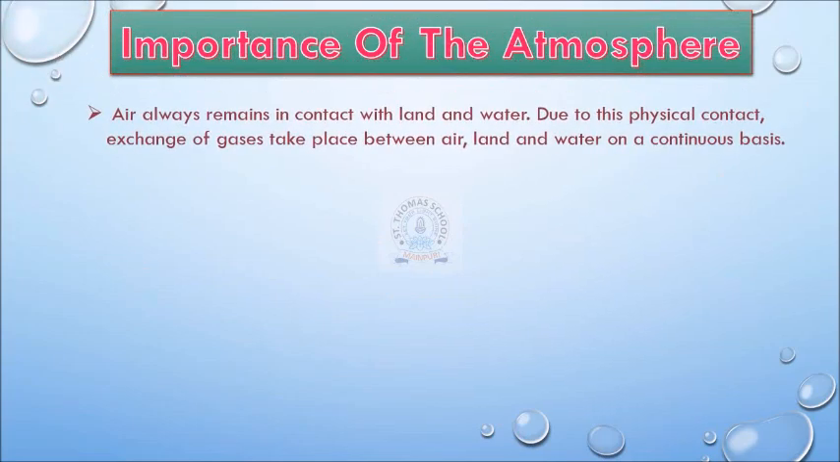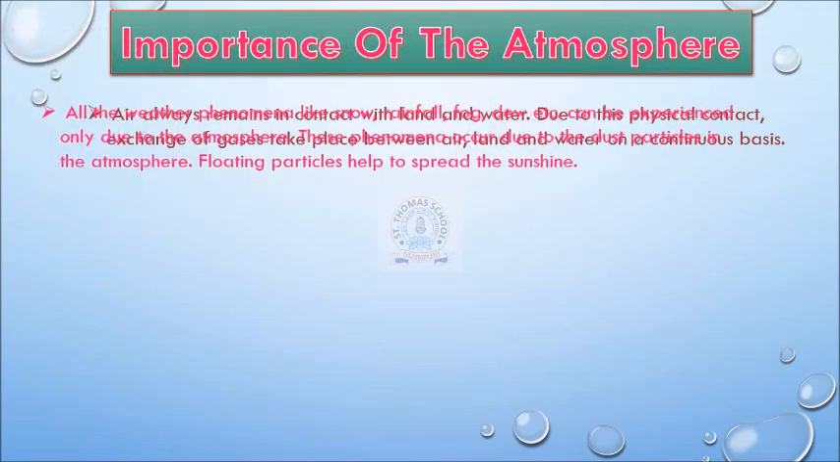The atmosphere extends several thousand kilometers above the Earth's surface, but it exercises enormous pressure on the surface of the Earth and remains in direct contact with the surface of land as well as the surface of water on the Earth. The atmosphere thus has a significance of its own. Air always remains in contact with land and water. Due to this physical contact, exchange of gases take place between air, land and water on a continuous basis.